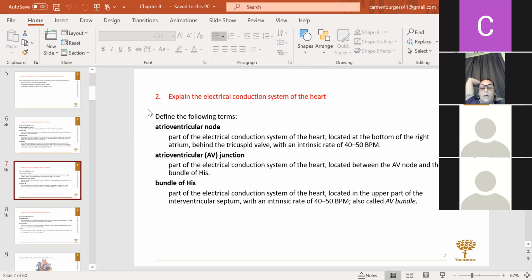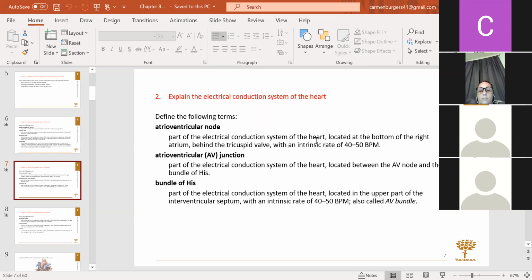The AV node, right. I didn't know what to call it. I couldn't say that word. Atrioventricular or AV. See where it says AV right here? Atrioventricular? Yeah, okay, AV. AV node. So it goes from the SA node down to the AV node, right?